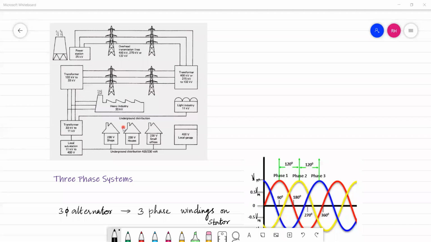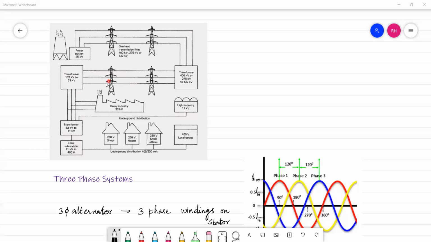Hello everyone, let me introduce you to three-phase systems in this session. This diagram shows the schematic diagram or block diagram of a power system network, where we have a power station transmitting power through several transformers and then distributing the power from the transformer to heavy industry, light industry, household appliances, small shops, offices, and the local garage.